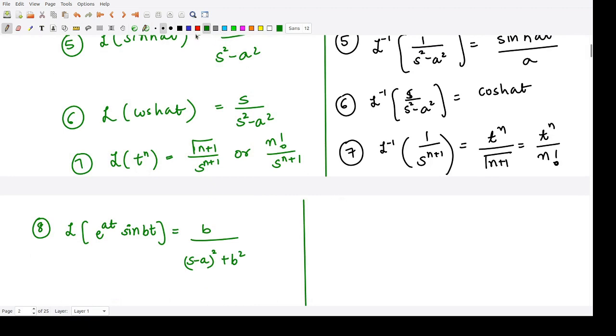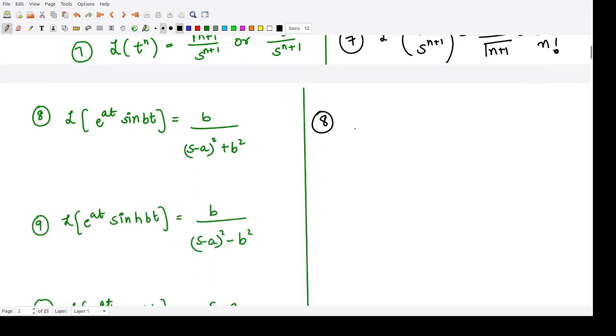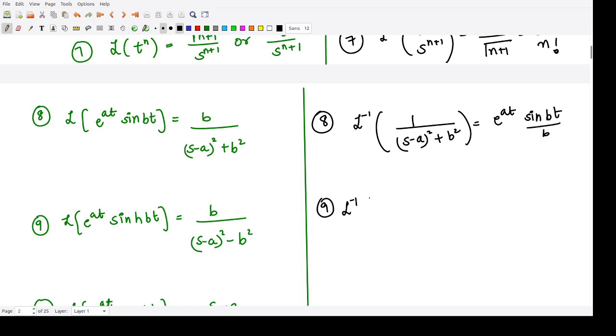So for this result, what do we have? The inverse Laplace transform of 1 divided by (s minus a) square plus b square is equal to e to the power at sine bt divided by b. Then the Laplace inverse of 1 divided by (s minus a) whole square minus b square is equal to e to the power at sine hyperbolic bt divided by b.